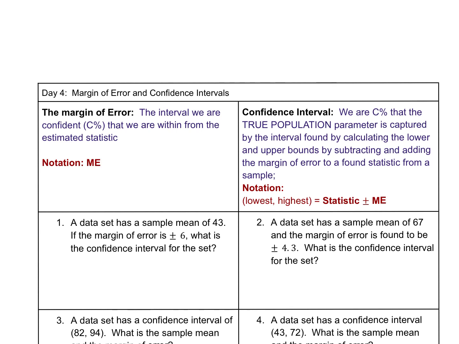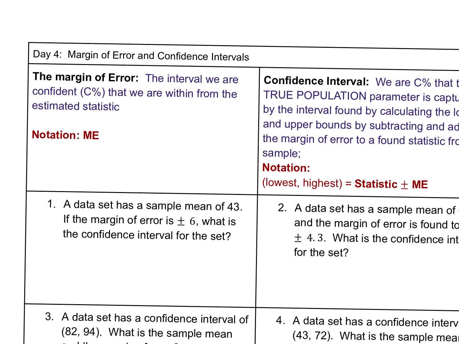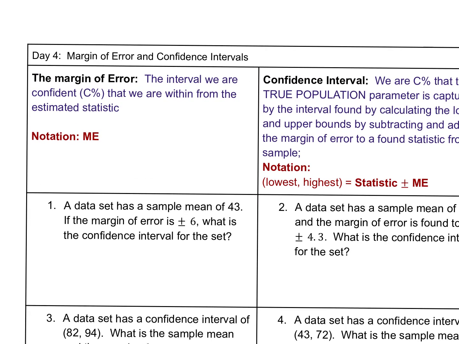Day 4 and day 5, we are getting right to it, okay? So day 4 is all about margin of error and confidence intervals, okay? Keep it short and sweet. So margin of error, this is going to be the interval that we are a certain percent confident that we are within from an estimated statistic, okay?